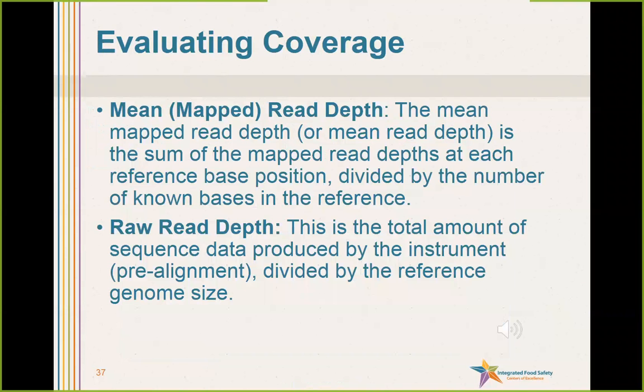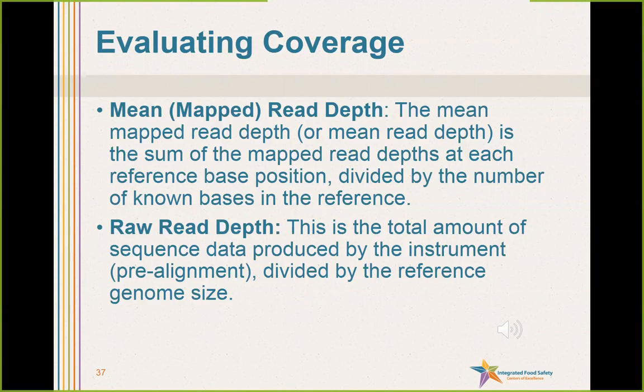A little bit more information on coverage. The mean or mapped read depth is the sum of the mapped read depths at each reference base position divided by the number of known bases in the reference. A nice formula. The mean read depth metric indicates how many reads on average are likely to be aligned at a given reference base position.